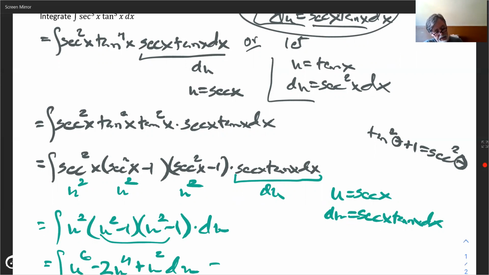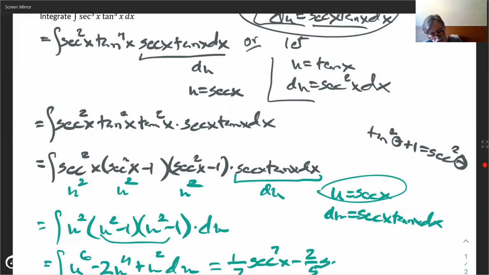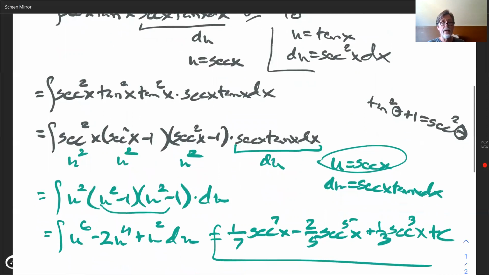So finally, what we have is 1/7 u to the seventh. Well, what is u? Let's save some ink. Secant to the seventh x, minus 2/5 u to the fifth. How about secant to the fifth of x? And then plus 1/3 u cubed. How about secant cubed x? And then tack on the plus c. And folks, that one's done. That's how it goes. And that's the answer to that nasty, nasty problem, right?